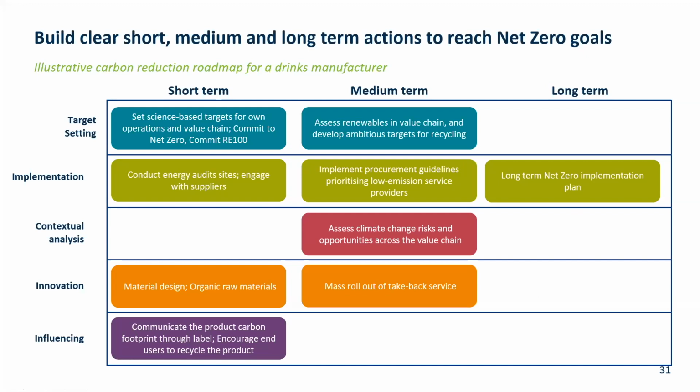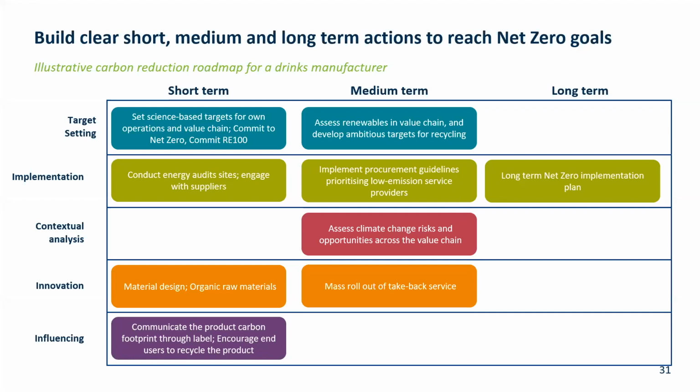So we've worked with a drinks manufacturer, and this is an example of the type of roadmap they've developed off the back of the project that we've done with them. So the first thing they want to do is set themselves science-based targets for their own operations, and also consider that for their value chain as well. They want to commit in a long-term goal towards net zero, but they want to make that commitment now.